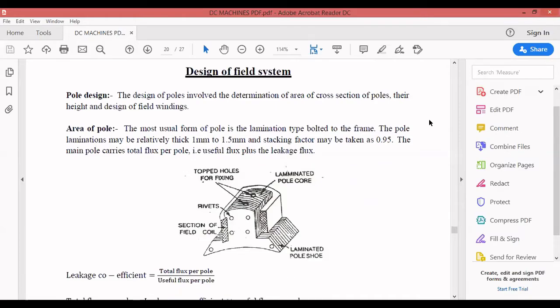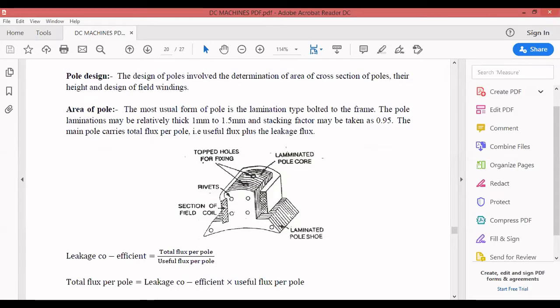So normally in a DC machine, we have a field system and an armature, and the field system consists of several poles. In each pole, if you see this figure, we wind the shunt field winding. Along with the shunt field winding, we also wind the series field winding. The winding is done around the pole, which may be a square pole or a round pole.